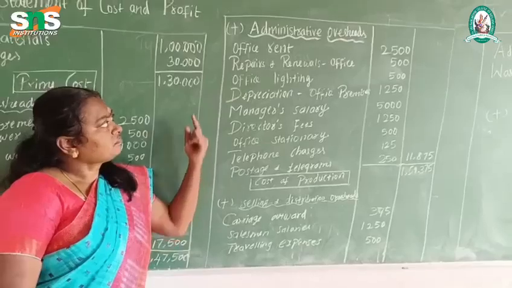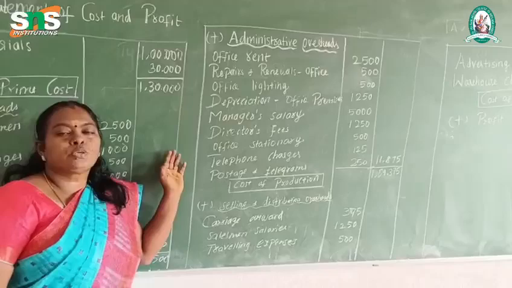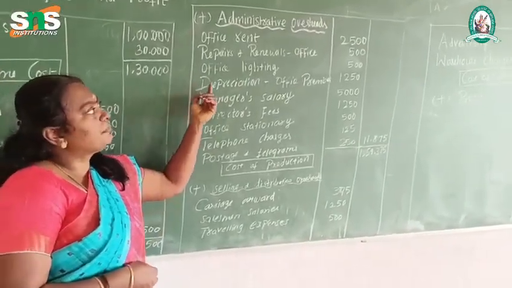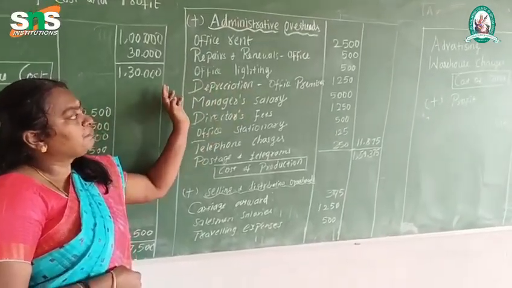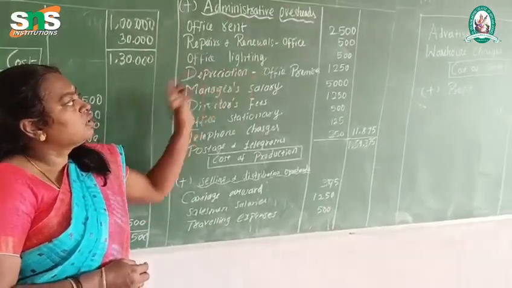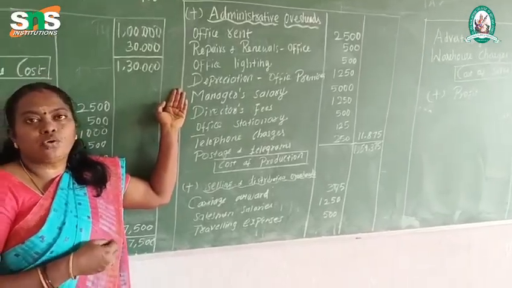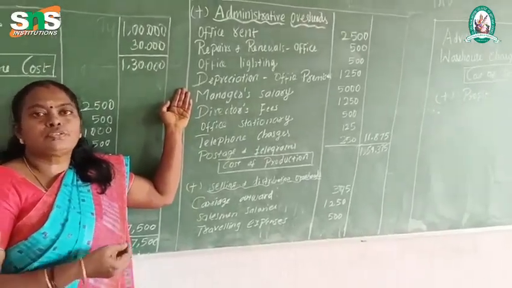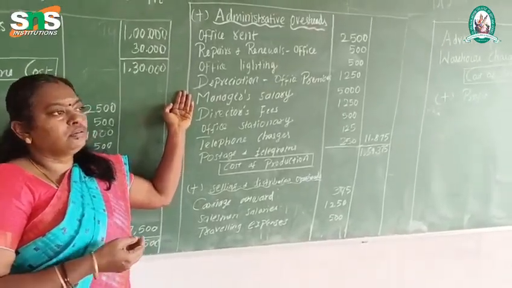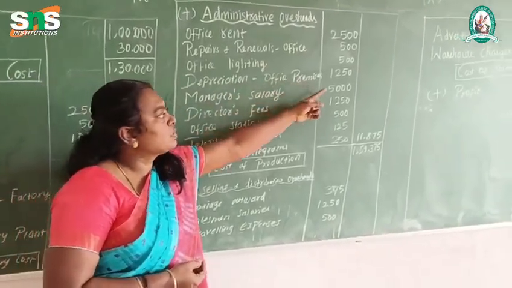First thing, we are giving office rent rupees 2,500. The same thing in office also many machineries will be there. For the machineries we have to do some repairs. So for the repairs we have given rupees 500. The same thing in office we will use many lightings. So for the office lighting we have to give rupees 500. Depreciation. The same thing, depreciation is the reducing value of the asset. In office also, for example, a typewriting machine or computer system, many assets will be there. So, we have to calculate the depreciation value for the asset rupees 1,050.